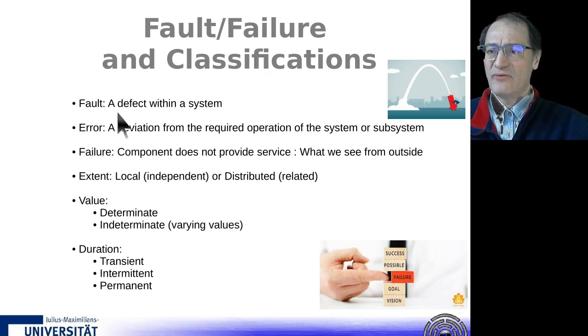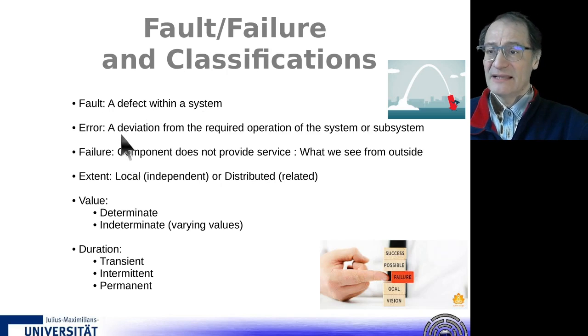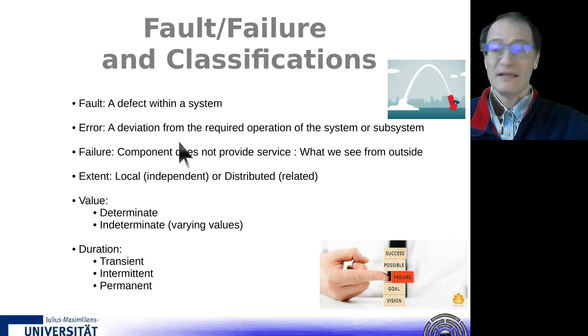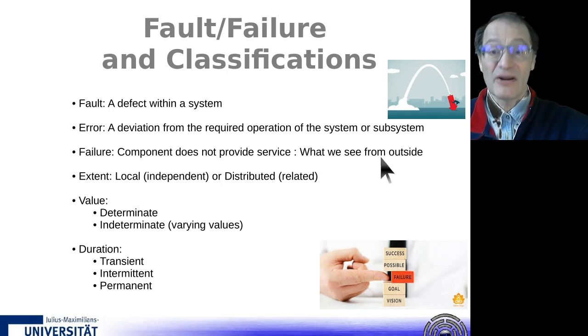First, we have a fault, a defect within a system. Something has failed. Then an error, a deviation from the required operation in the system or subsystem. So it's behavior. The behavior is not as expected. Then we have the failure. And this is the component doesn't provide the service anymore. And this, the failure, is the first thing we see from outside.